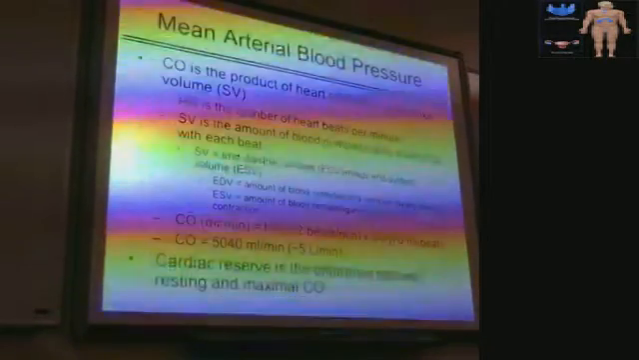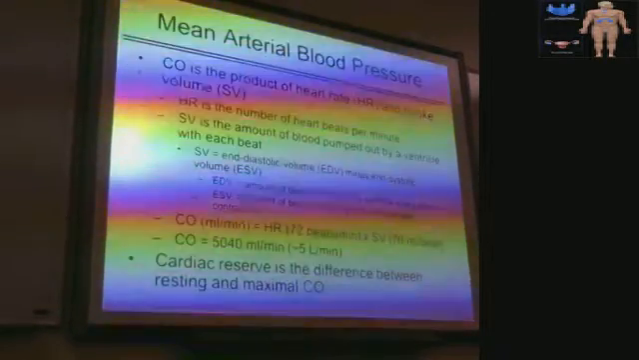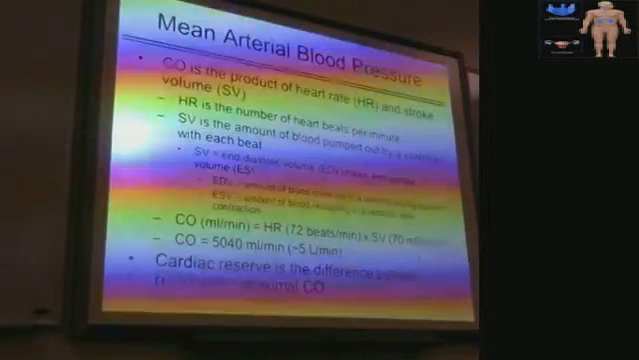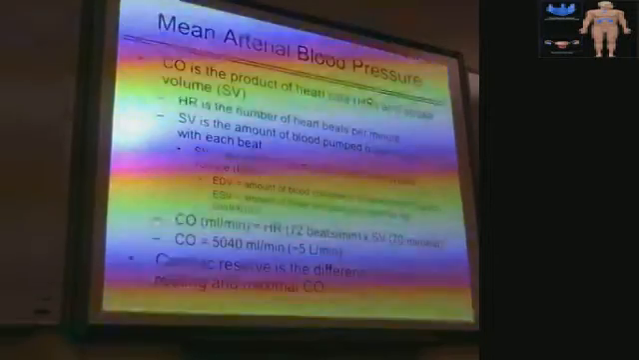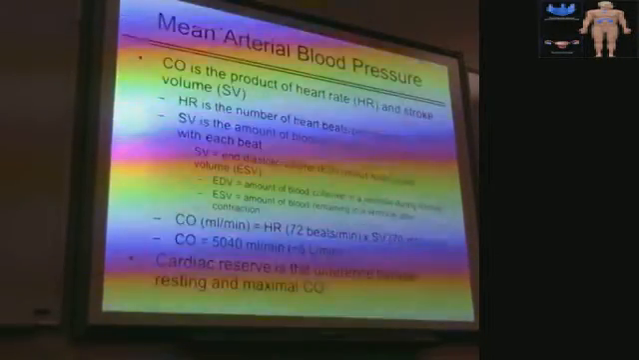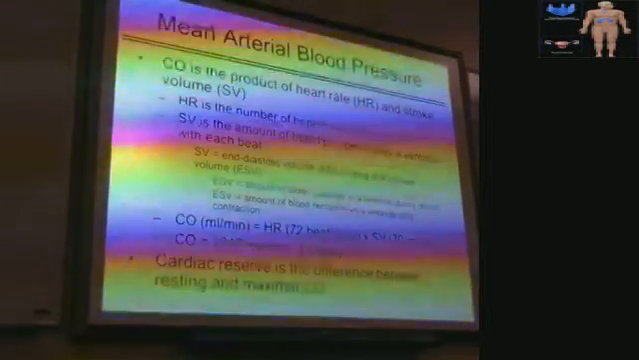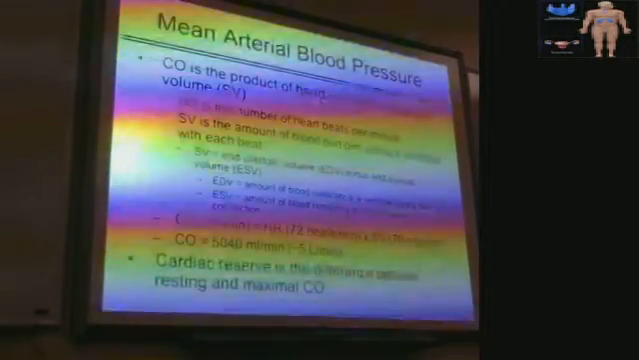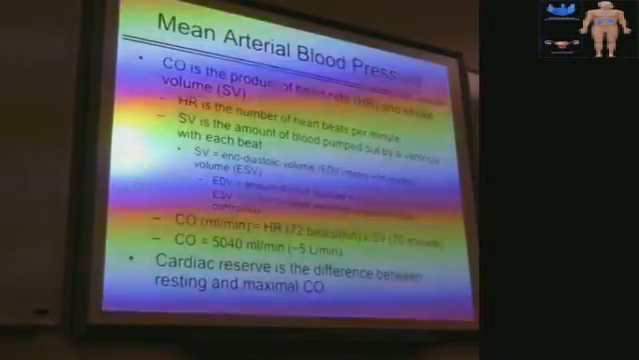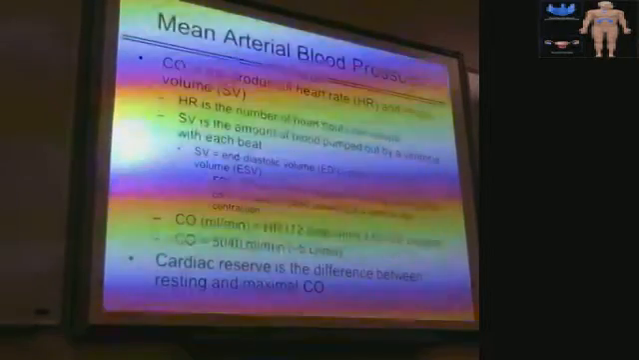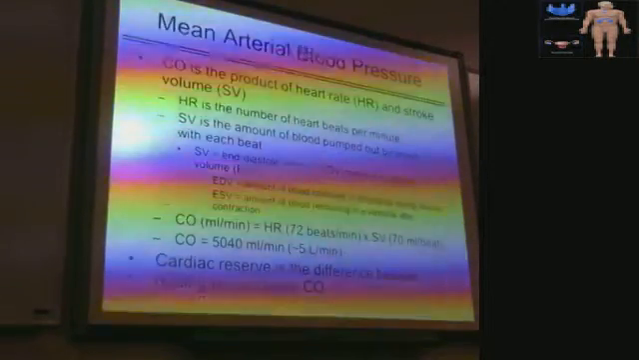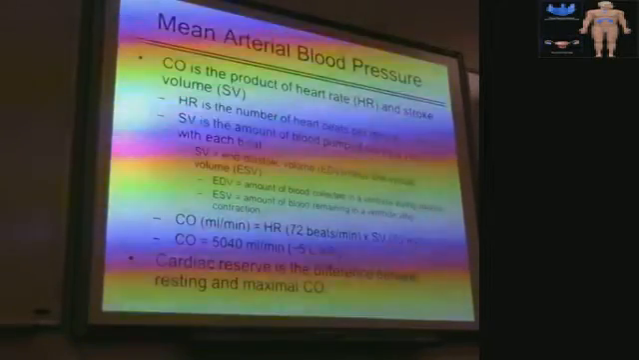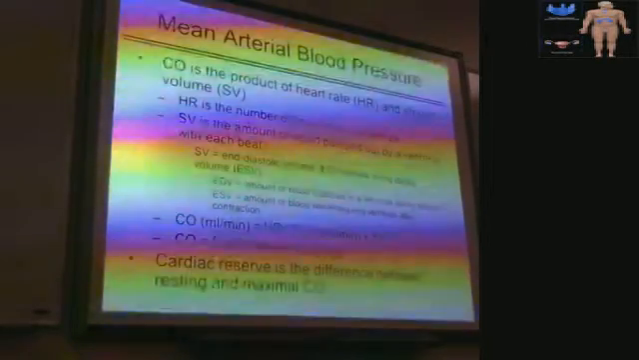Okay. Cardiac output is a product of the heart rate and the stroke volume. So if you take those two and multiply them together, you get the cardiac output: heart rate times the stroke volume. Heart rate is the number of heartbeats per minute, and the stroke volume is the amount of blood pumped out by a ventricle with each beat. SV is the end diastolic volume minus the end systolic volume.